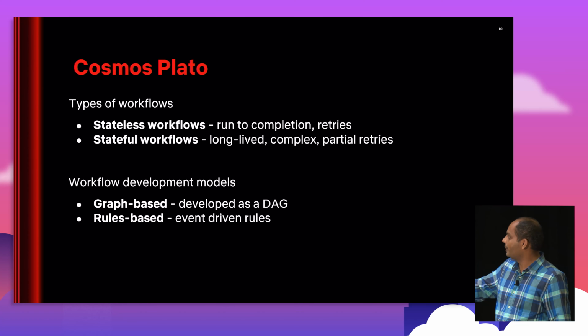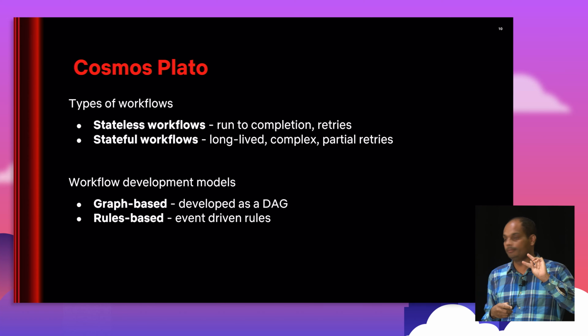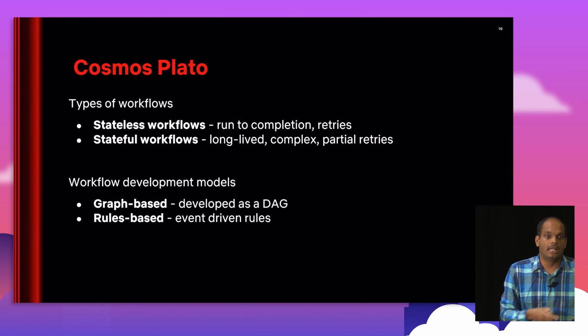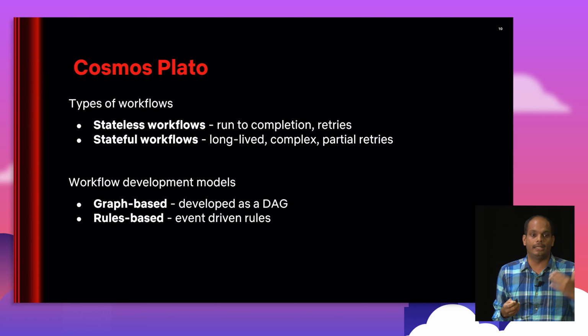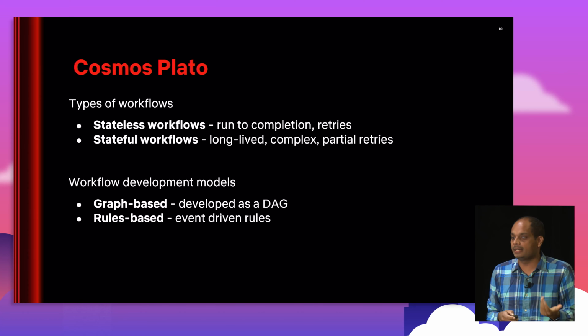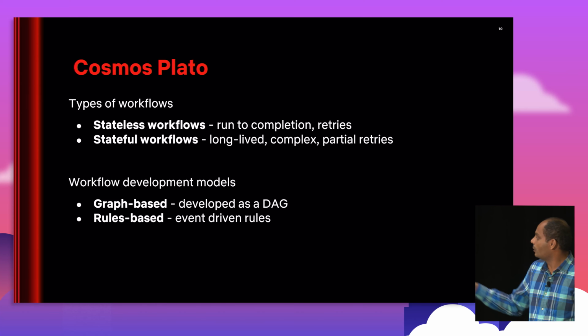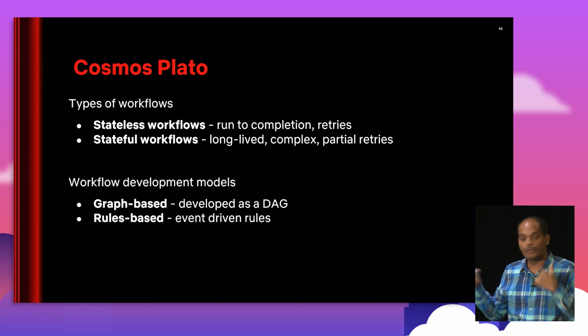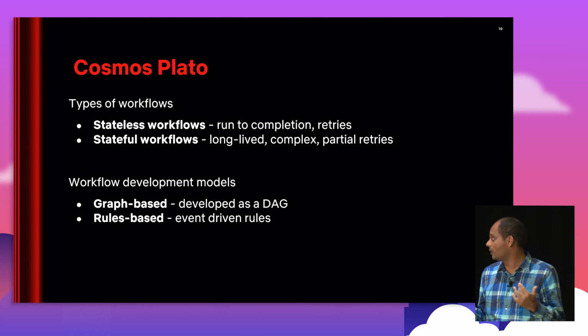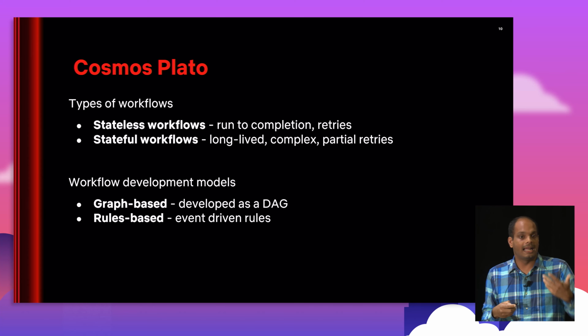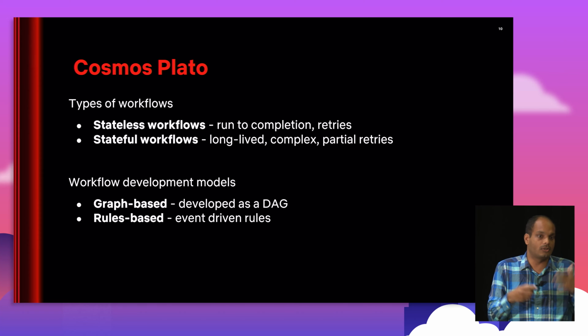And for workflow development models, we support graph-based workflow development for our media processing application developers. Encoding technologies is a team in Netflix who are the experts in all media specs, codec standards, and all. They are our biggest user, alongside studio users, who comprise the biggest users for Cosmos. So users can either write graph-based workflows, or they can write rules-based workflows where they react to events.